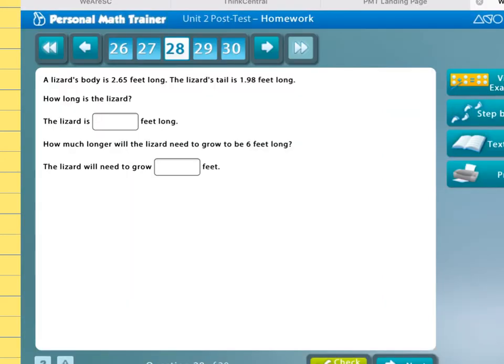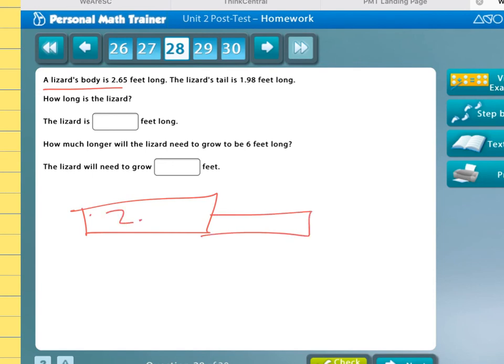Alright, with all word problems, we want to draw models to match it. We got a lizard's body, so here's my lizard. It looks like a square. I'll put an eye there. And here is a lizard's tail. The lizard's body is 2.65 feet long, and the tail is 1.98 feet long. So they're asking us how long is the total. So we're going to add up 2.65 and 1.98 to get our total, part, whole model.